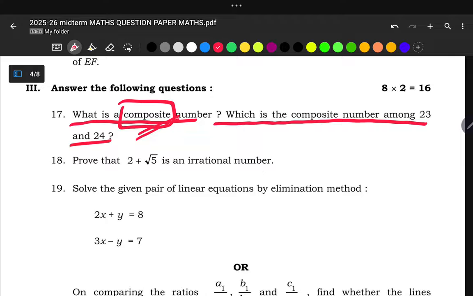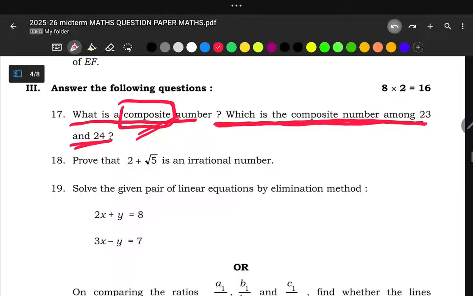And see, the next question is, which is the composite number among 23 and 24? See, 23 is a prime number, therefore 24 is the composite number. And here the answer is 24, that is the composite number.